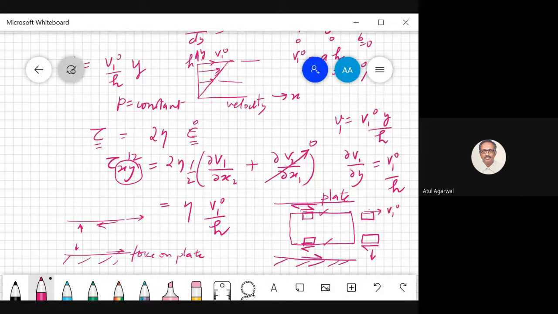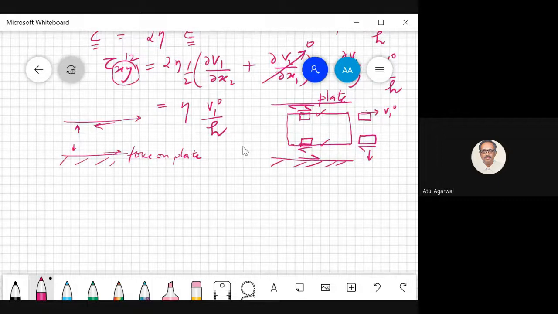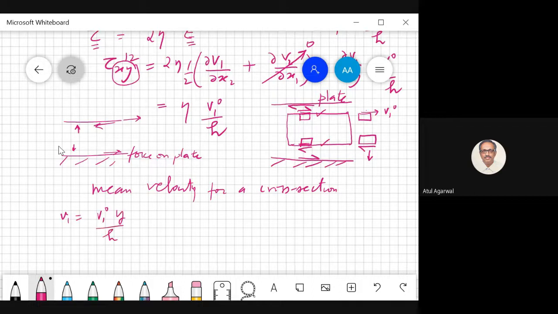Bhava, is it all right? Yes, sir. Okay. So can you find the mean velocity at the cross section? You see, your velocity is, this was a velocity distribution. So if you want the average velocity, you have to do an integration of this kind. So what do you get? V10 by h.